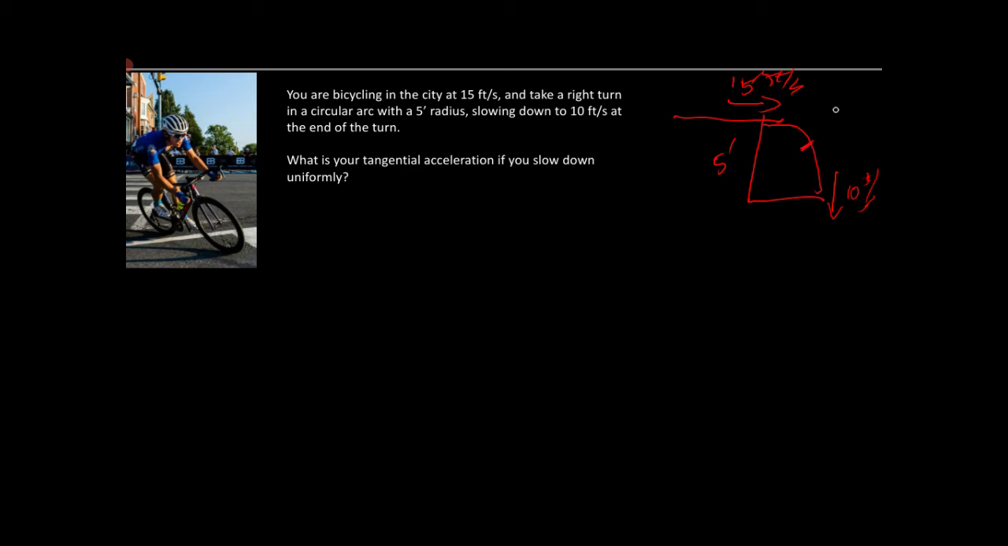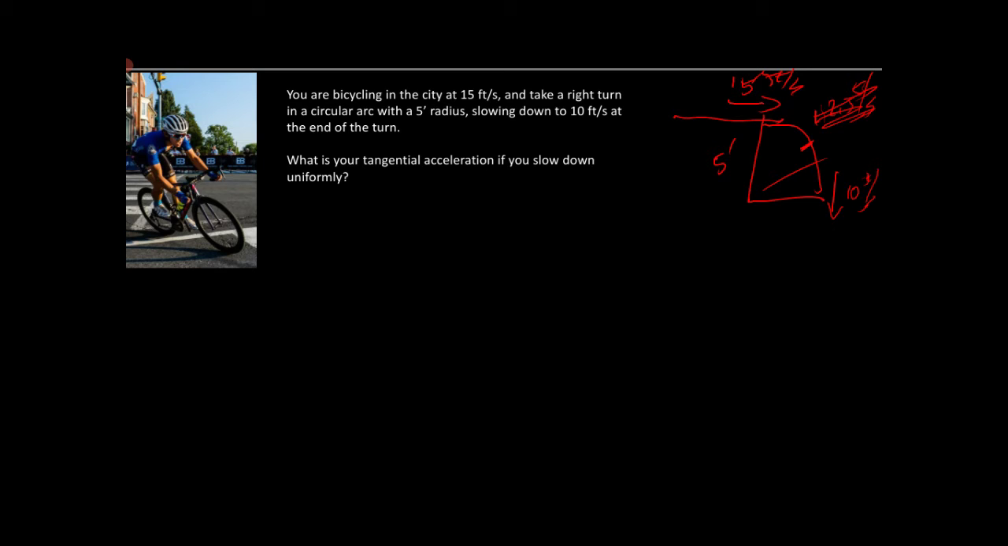You might notice that that means if this is slowing down, we'll have some point in here where it's 12.5 feet per second, right? Slowing down uniformly. It won't be directly in the center. It'll be somewhere in between, but it won't be directly in the center. Actually, it'll probably be a little farther out this way. Okay, so we'll use that later. All we care about are the 10 and the 15 for this part.